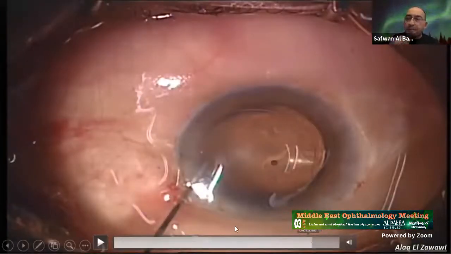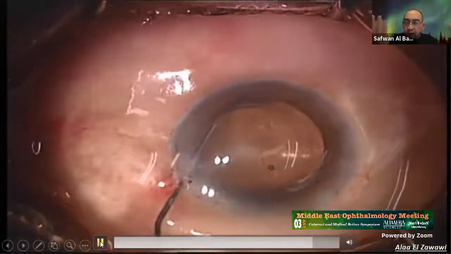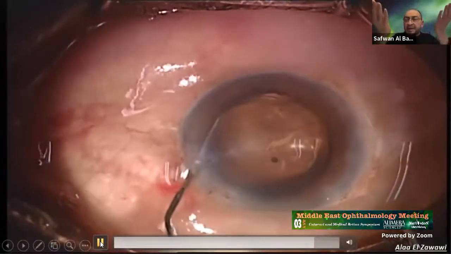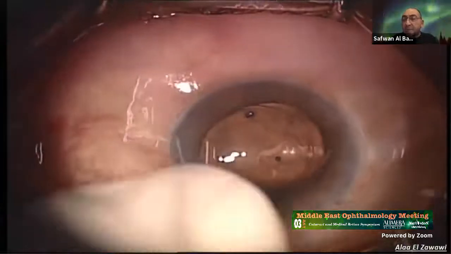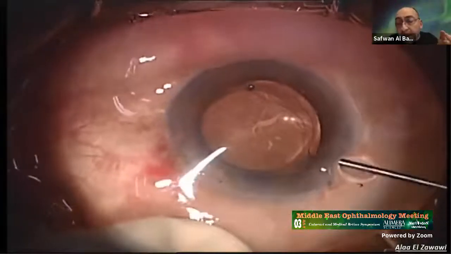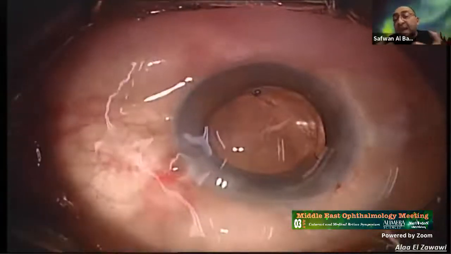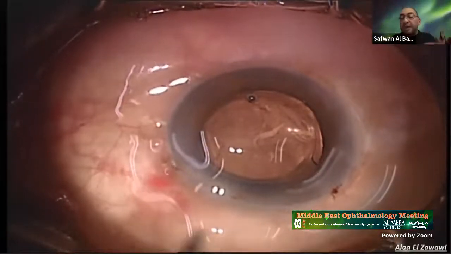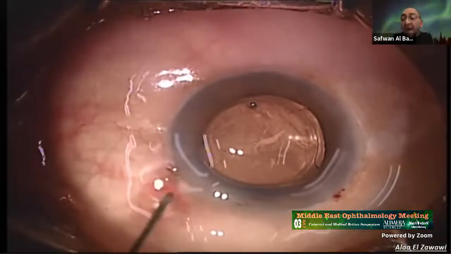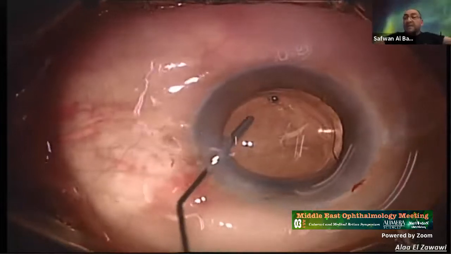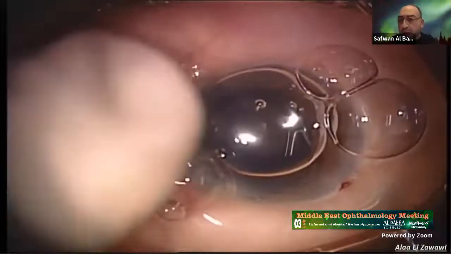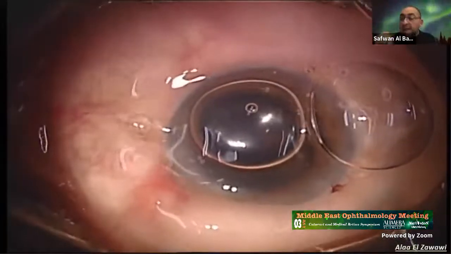What I did is that I put air, and I'm sure that the detached Descemet membrane returned back. Then I draw the air, and change the air by viscoelastic. So here, okay, I'm sure that the Descemet membrane returned back in a proper way. Then I implant, even though.